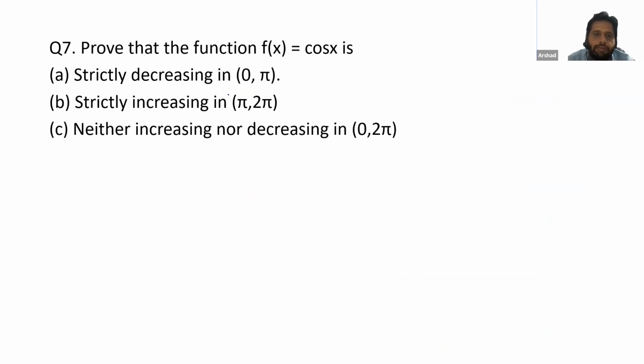Yes, this is a very, very good question. Please do the first part first. Prove that this function is strictly decreasing in 0 to pi. So if we need to prove, then there is no need to find the critical points, because they have already given us the interval. You just need to differentiate. I need to check that for this interval 0 to pi, your function is strictly decreasing.